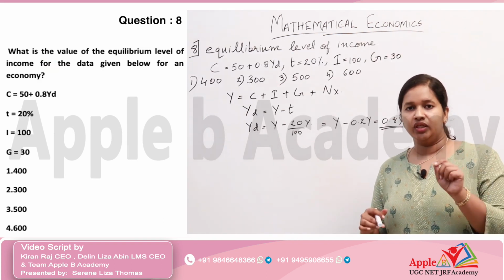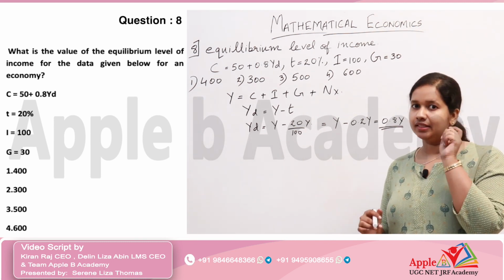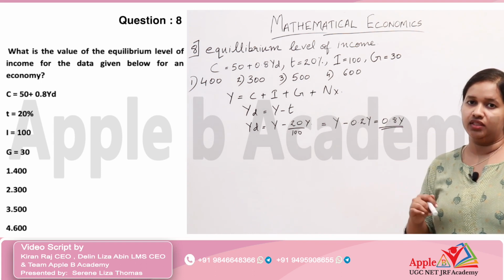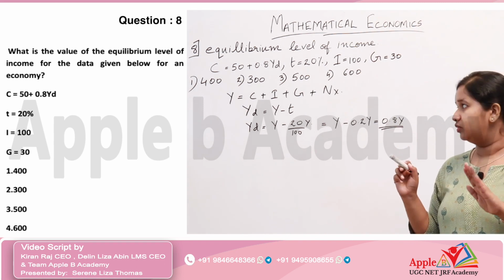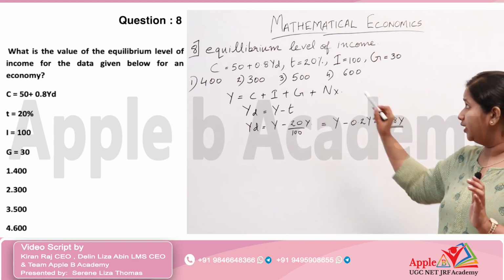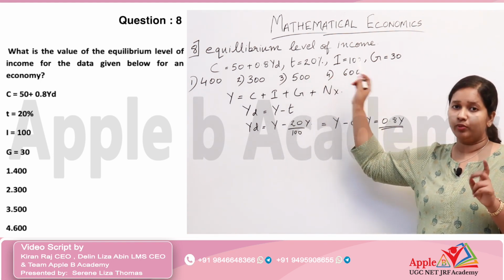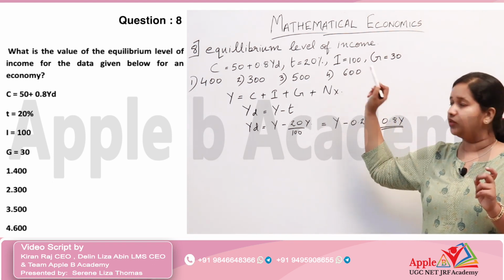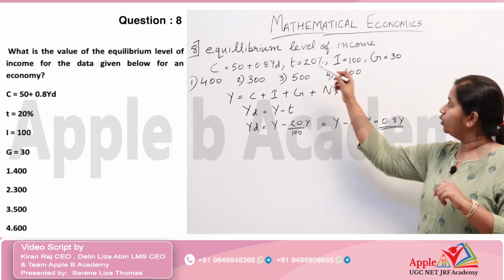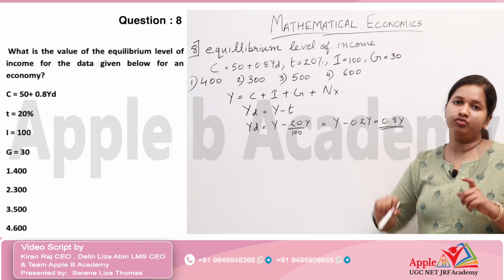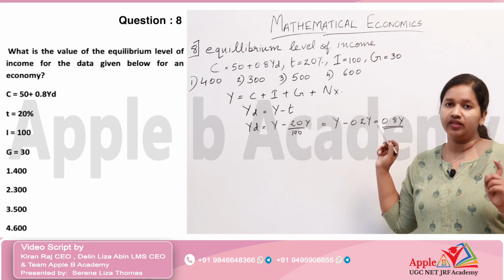Next question is, we need to find the equilibrium level of income using the given set of data. So, let us see what is the data which is given in the question. We have C is equal to 50 plus 0.8 YD. C means consumption. YD is the disposable income. T is the tax, is equal to 20%. I is the investment, which is 100, and G is the government expenditure, which is 30. Using this given set of data, we need to find the equilibrium level of income. We have 4 options given, which is 400, 300, 500 and 600.